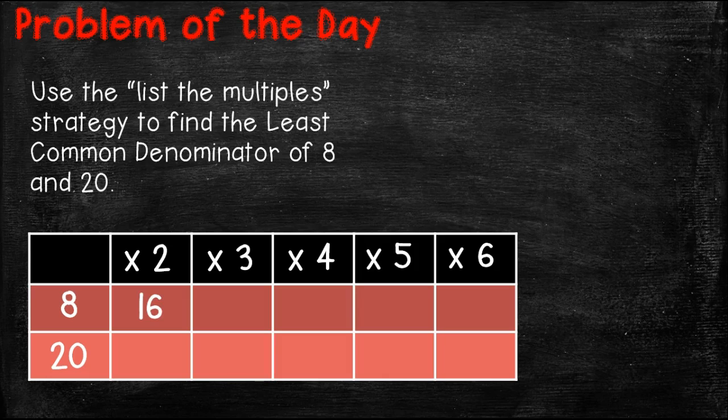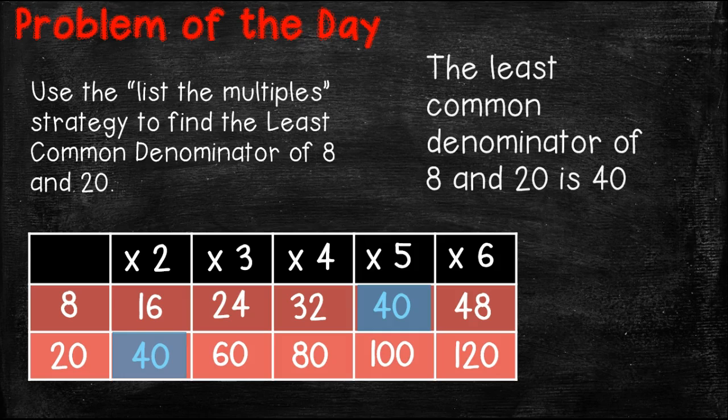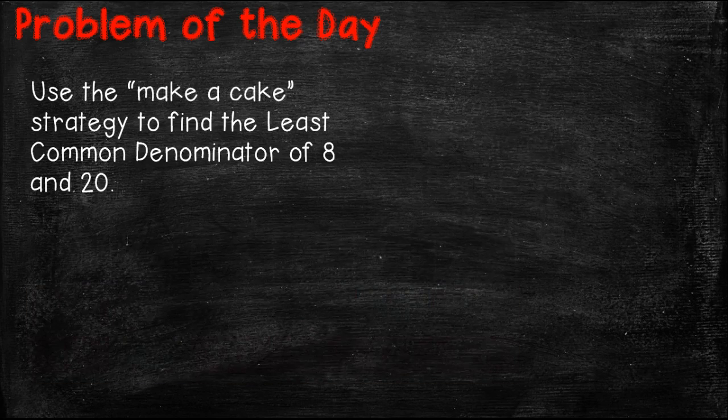So let's go through and do 8 times 2 is 16. We'll go all the way through. Those are your multiples of 8. Then 20 times 2 is 40. And we'll go through, and those are all of your multiples of 20. Do you see numbers that are in common? Yes, the 40 is in common for both 8 and 20. So the least common denominator of 8 and 20 is 40. It's exactly like what we did yesterday. It's just now we're using it at the bottom of a fraction to make them common.